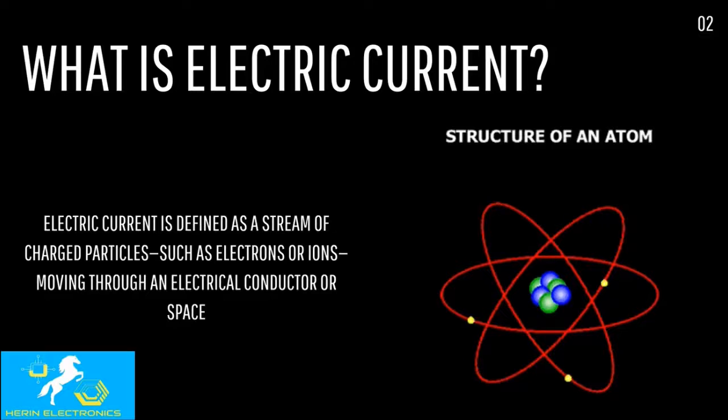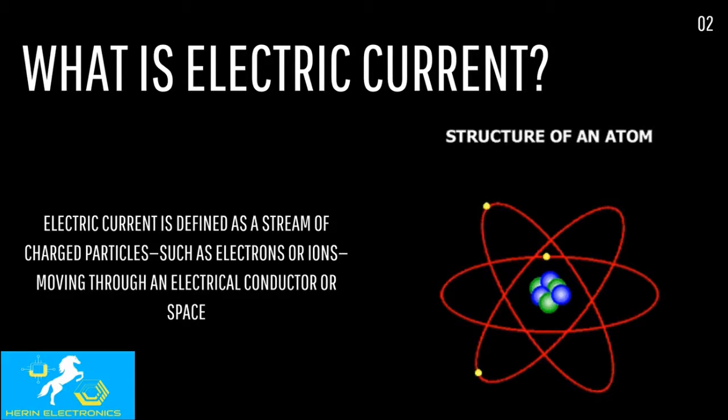Consider the structure of an atom. Protons and neutrons together combine to form a nucleus. This is in the center of an atom. Electrons revolve around this nucleus in their circular orbits. These electrons are usually loosely bound and are ready to move. Whenever the movement of these electrons happens in a conductor, we call it electric current. Therefore, electric current is defined as a stream of charged particles such as electrons or ions moving through an electrical conductor or space.